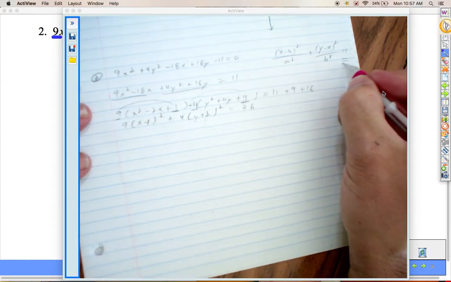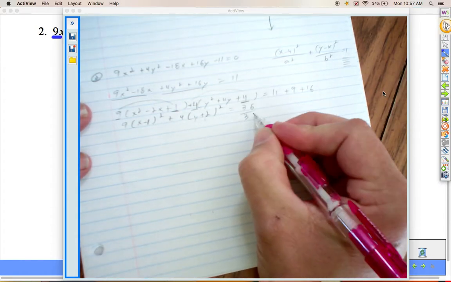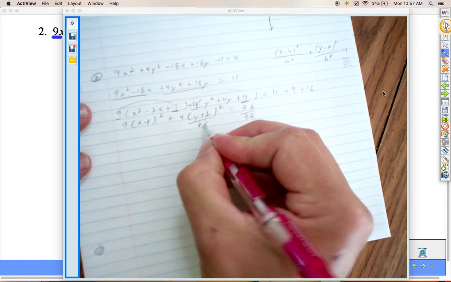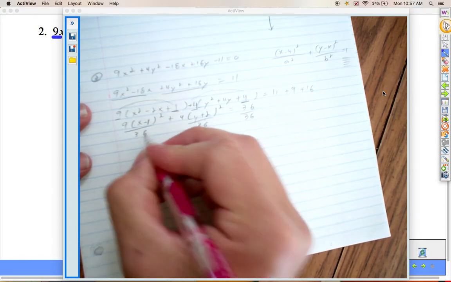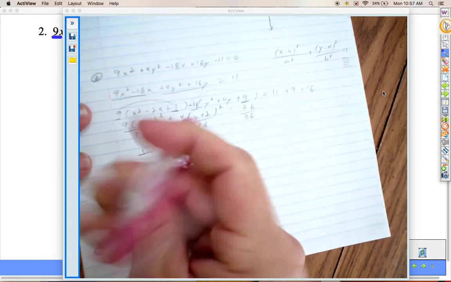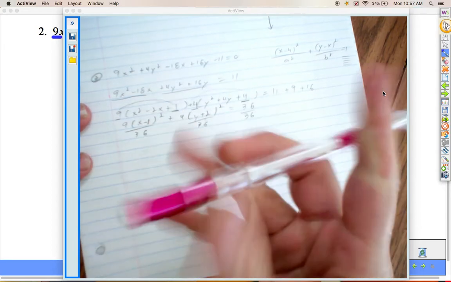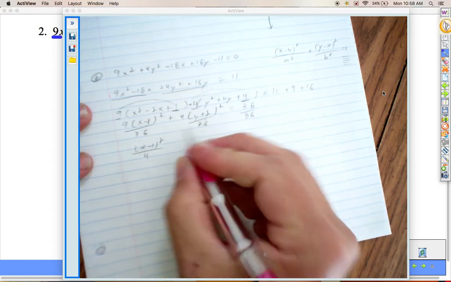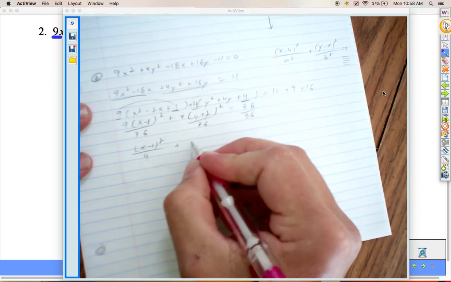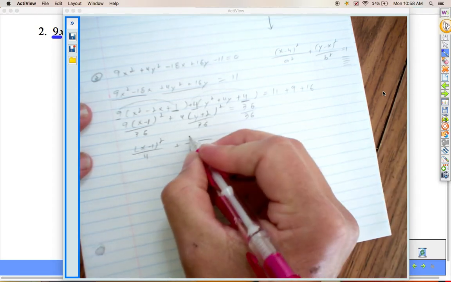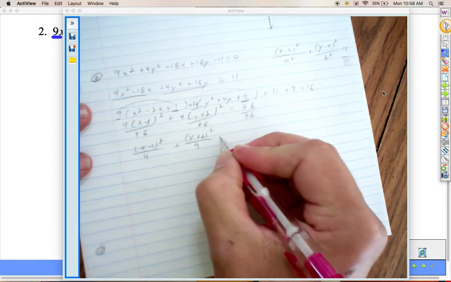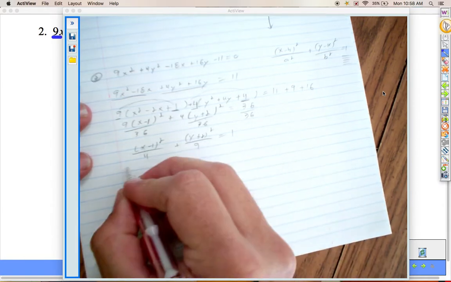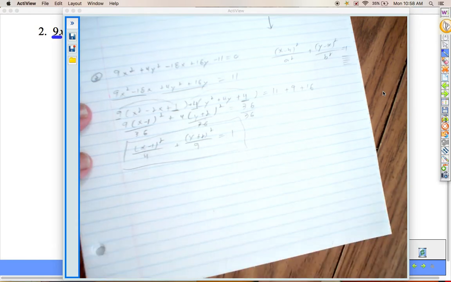Now, I need this equal to 1, so I'm going to divide all 3 pieces by 36. 9 over 36 is 1/4. So I'm going to put a 4 on the bottom, x minus 1 squared on top. 4 over 36 is 1/9, so I'm going to put a 9 on the bottom, y plus 2 quantity squared. 36 over 36 is 1. That's the right form.